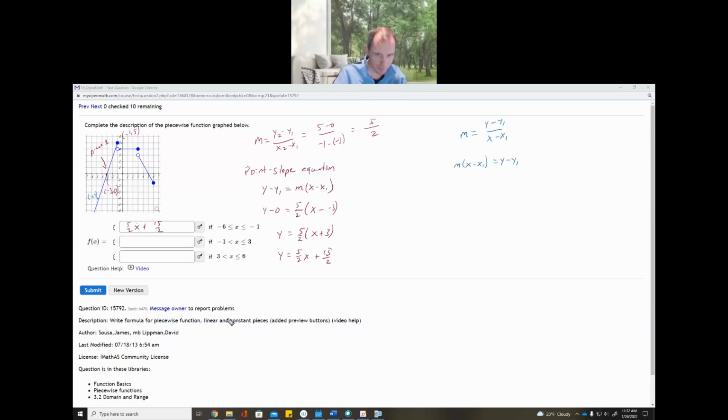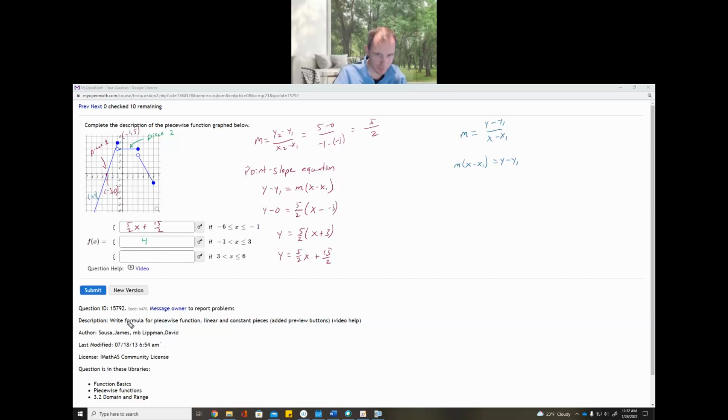Right, so that's that piece. Now we look at the second piece. So let's look at piece 2. I could do the same process here, but I'm going to shortcut it a little bit because this is a perfectly horizontal line. The y value is always 4. So if I want to say what is the output, well, if I'm on this piece, I'm always going to output a y value of 4. So that's it.